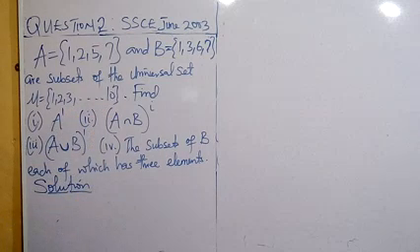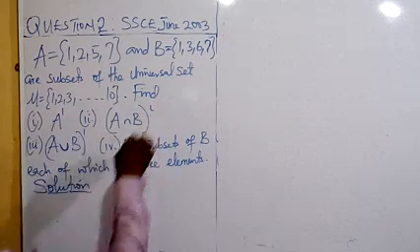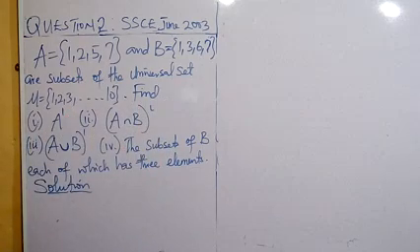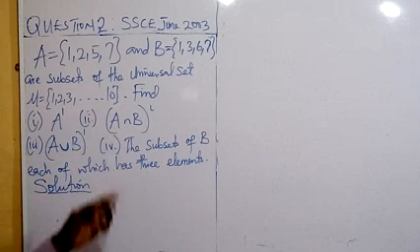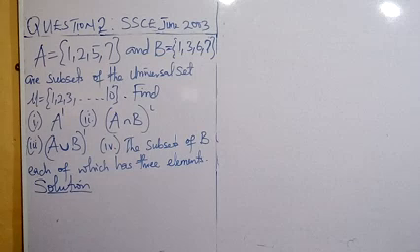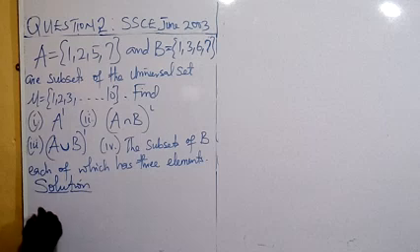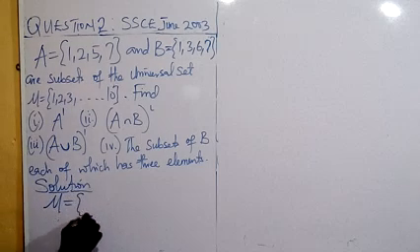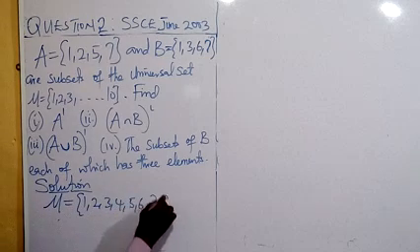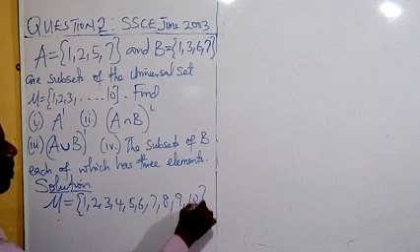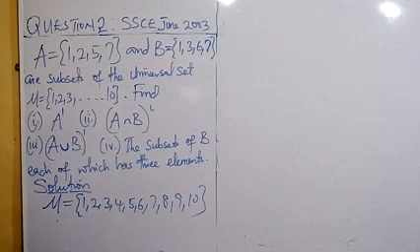The question is: number 1, find A prime. Number 2, find A intersection B prime. Number 3, find A union B prime. Number 4, the subsets of B, each of which has 3 elements. Don't forget, the first thing we need to do is write out our universal set. The universal set is 1, 2, 3, 4, 5, 6, 7, 8, 9, 10.